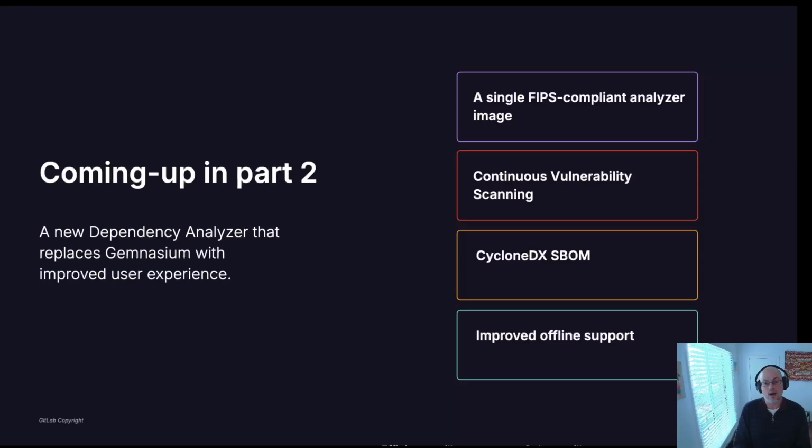So in the next video, I'm going to talk about the new dependency scanning user experience that relies on the brand new analyzer and incorporates the best parts of Gemnasium that have been tried and tested for years. As a sneak preview, this includes reducing the number of analyzer images from 6 down to a single image that is also FIPS compliant. The use of continuous vulnerability scanning for all projects that use dependency scanning. Reliance on an industry standard, which allows you to bring your own SBOM. And last, improved offline support, as the new analyzer doesn't need to download GLAD on every scan.